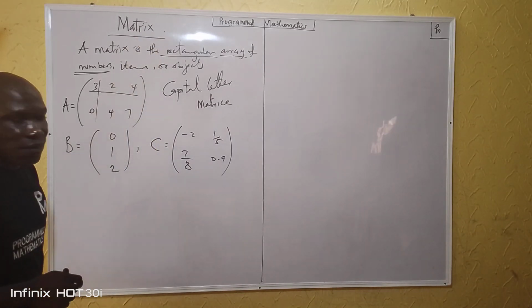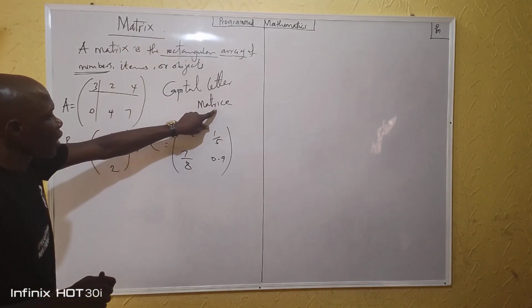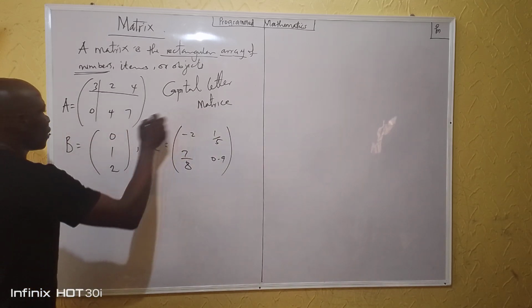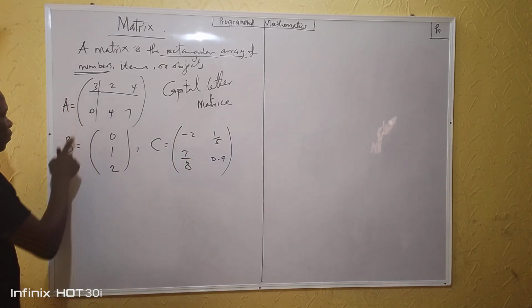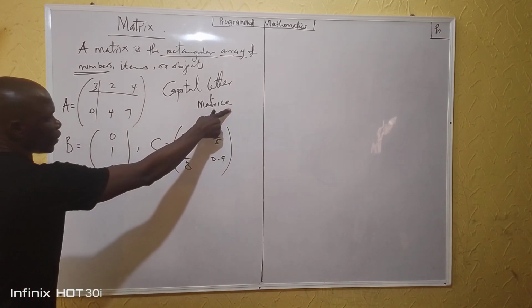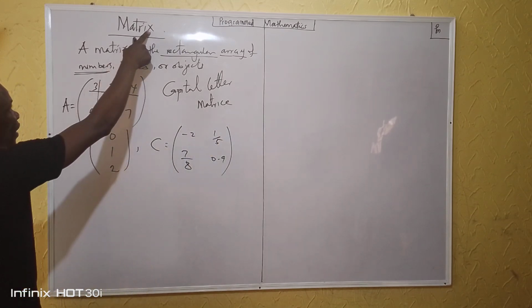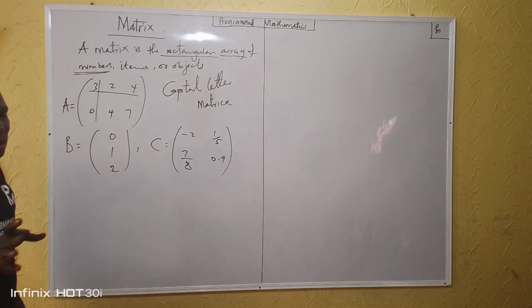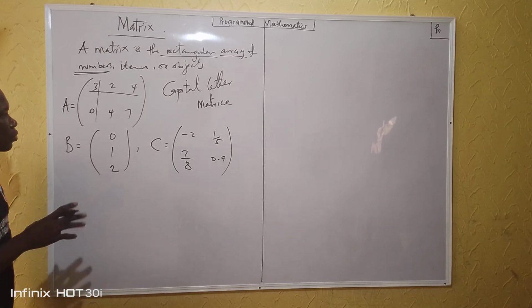Matrix is the singular form, while matrice is the plural. So in this case here, A, B, C are matrices, while A is a matrix. A matrix is always represented by a capital letter.